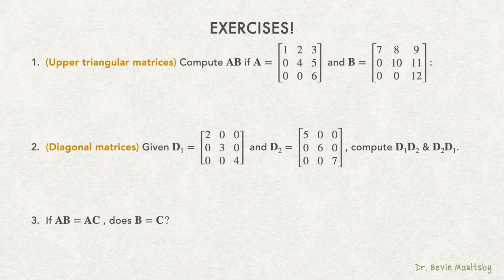So diagonal matrices are always matrices where you have 0 off the main diagonal. Compute both D1, D2 and D2, D1. So flip the order. And then after you've done that, tackle this third exercise. So just think about this question. If A times B equals A times C, does B necessarily equal C? In other words, do we have a sort of cancellation law for matrix multiplication? Now that I've read through these 3 exercises, please pause and think about them before I reveal the solutions.